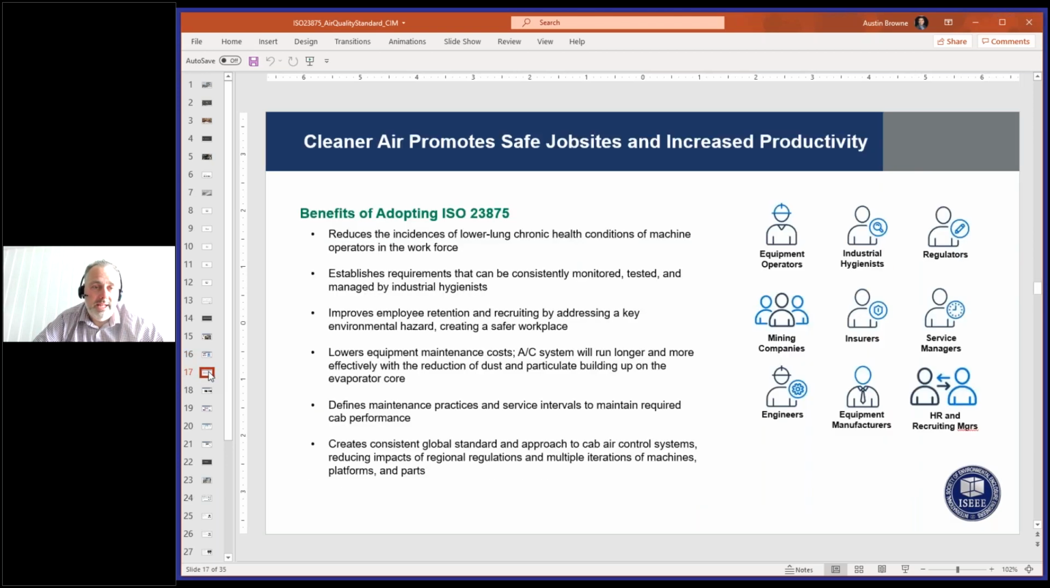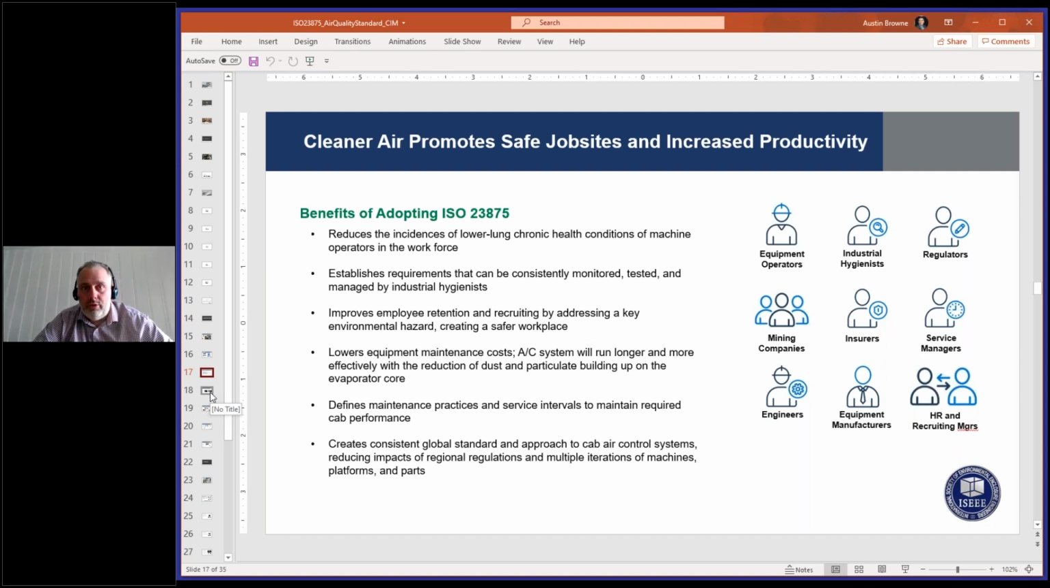If you go to the next slide, like I said, it reduces the incidence of long chronic health conditions, and it established a requirement, and it can also be managed internally with your industrial hygienist. They have the expertise. If you have certified people on your team mastering the skills of industrial hygiene, you can use them to read the standard and help make sure that your equipment will be ISO certified.